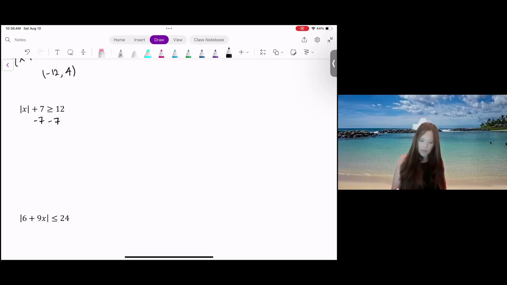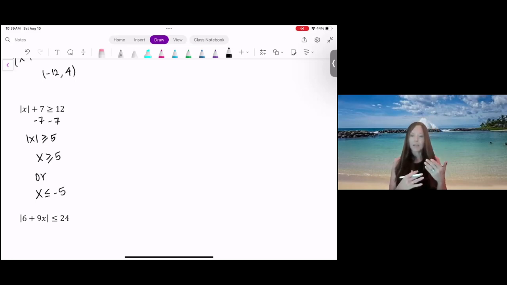Undo the addition by subtraction. I have the absolute value of x is greater than or equal to 5. And I have the absolute value on the left-hand side, which is great, but I have a greater than symbol. So remember, I can't just rewrite it the way that I did before as an and. This is an or. That means I'm going to have x is greater than or equal to 5, or x is less than or equal to negative 5.